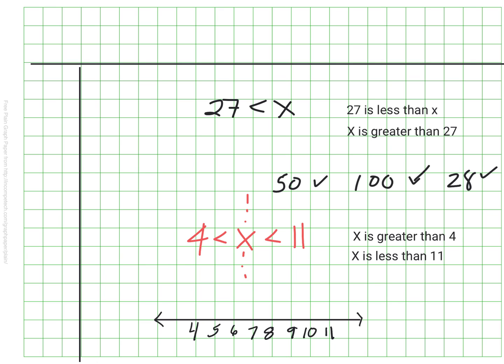If I put this on a number line, here's my 4. I know it's bigger than 4, so it's going to go this way. But if I get up to 11, I have to stop there because it's also not any bigger than 11, and it doesn't actually equal 11 either. So these are my only choices.